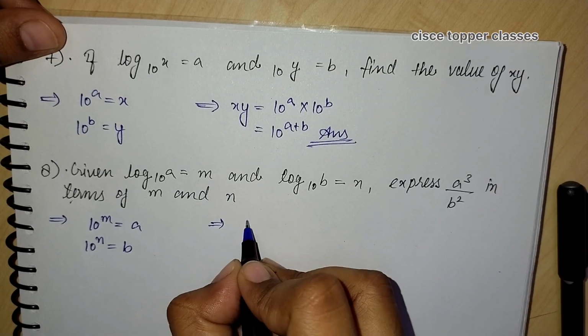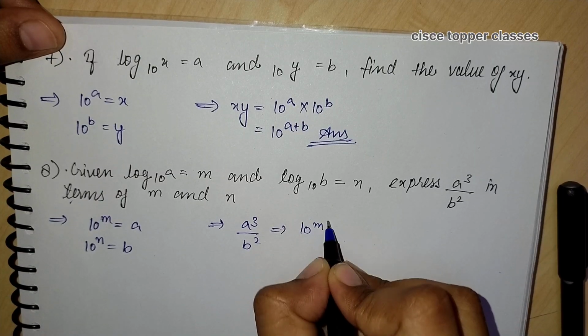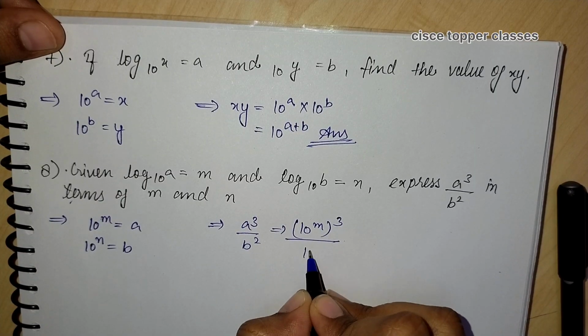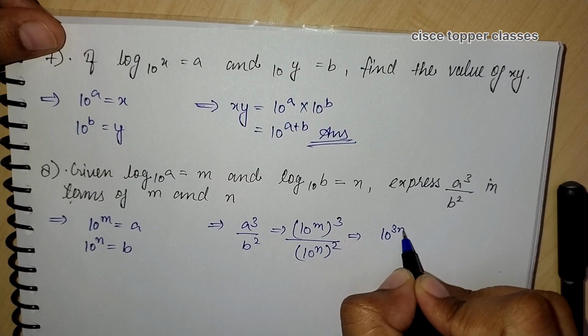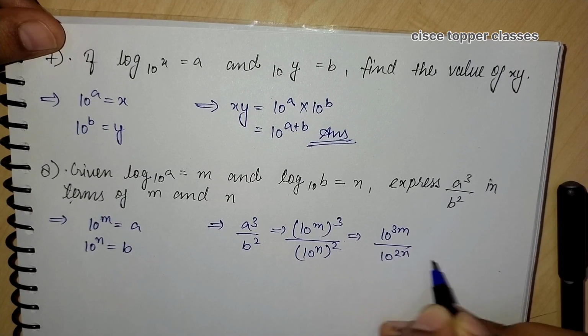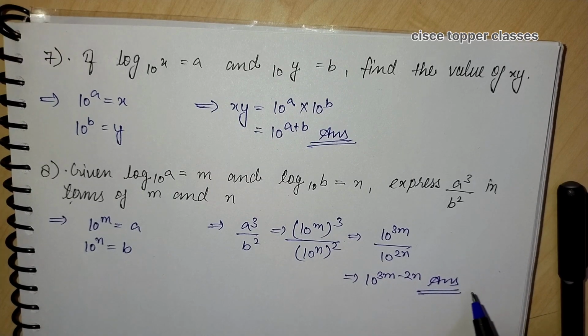So we can write it as a cube divided by b square as 10 की power m का whole cube divided by 10 की power n का whole square. So it will be 10 की power 3m divided by 10 की power 2n. So it will be 10 की power 3m minus 2n as the answer of 8th part.